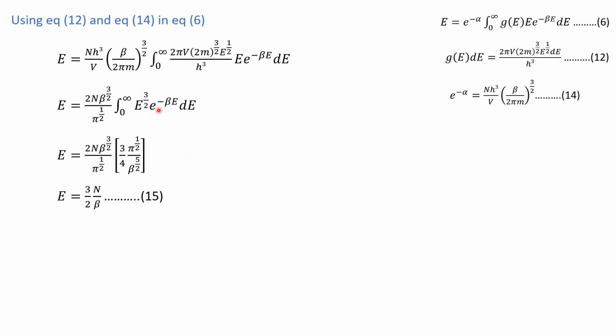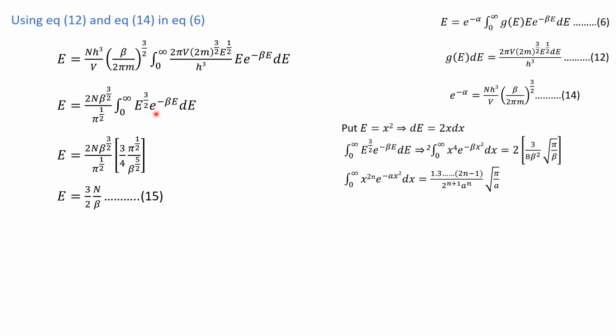And for solving this integral, again you have to do the same thing. So when E is equal to x squared, you get this relation, and now you see here, this is for x to the power 2n, and here x squared, so n is equal to 2. So you just put n is equal to 2 over here, so you will get this relation, and of course beta is in place of a.